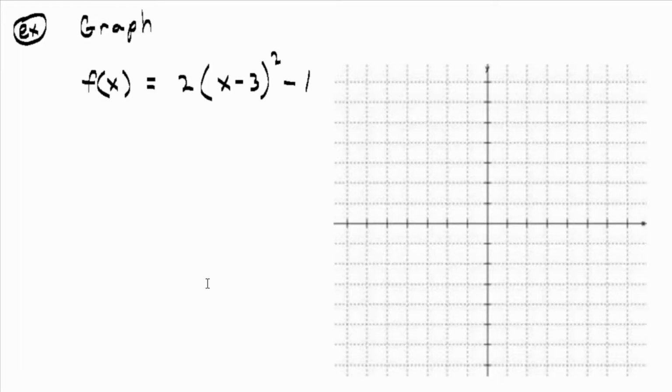f of x equals 2 times (x minus 3) quantity squared minus 1. What is the vertex? Look at that. See if you can tell me what the vertex is. V for vertex. I heard -1 as a second coordinate. What did you say for the first?